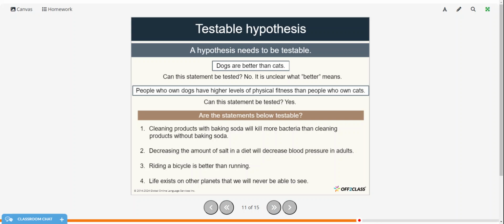Cleaning products with baking soda will kill more bacteria than cleaning products without baking soda. So, yes, that is testable. Decreasing the amount of salt in a diet will decrease blood pressure in adults. That's also testable. Riding a bicycle is better than running. So, no, because again, how do we define better? Life exists on other planets that we will never be able to see. That's no, because if you cannot observe something, it's not testable.